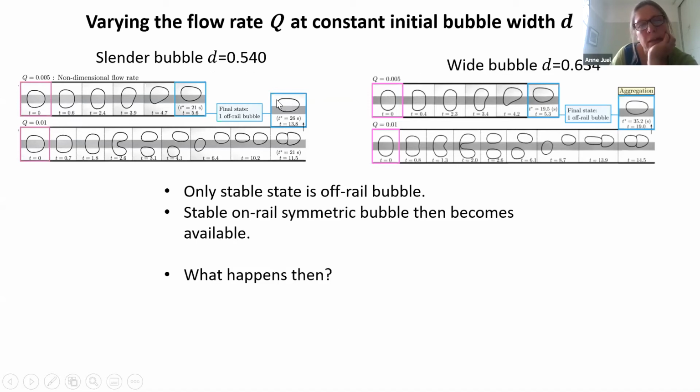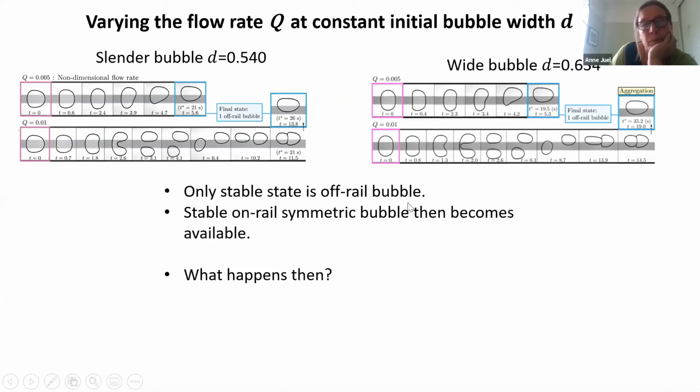And what you end up with in each case, so this is a time sequence. What you're seeing here horizontally are time sequences of bubble evolution from these pink frames, which correspond to the initial condition. And what you see essentially is that you end up in both cases with either a single or a compound bubble, which is something we call an off-rail bubble, because the majority of the bubble sits off the rail. It's asymmetric, and the majority of the bubble sits off the rail. And that happens to be the only stable, steady one-bubble state at these values of flow rate.